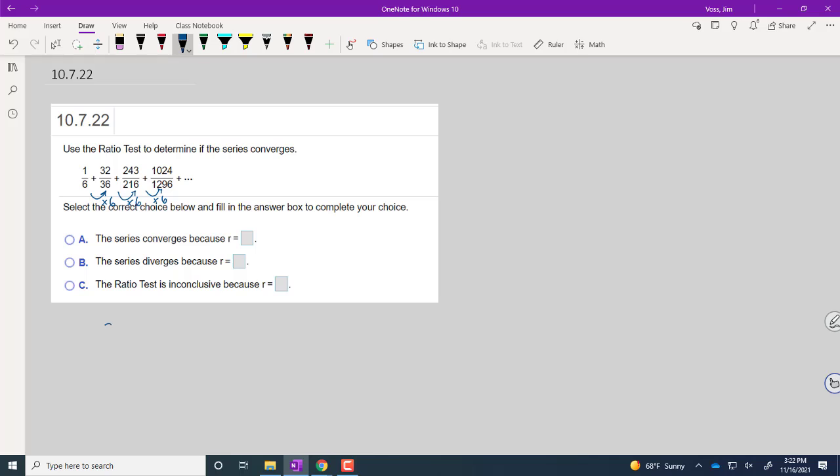The numerator is a little trickier. 32, isn't that 2 to the 5? It's 2 multiplied by itself 5 times. 2 times 2 is 4. 4 times 4 is 16. 16 times 2 is 32.